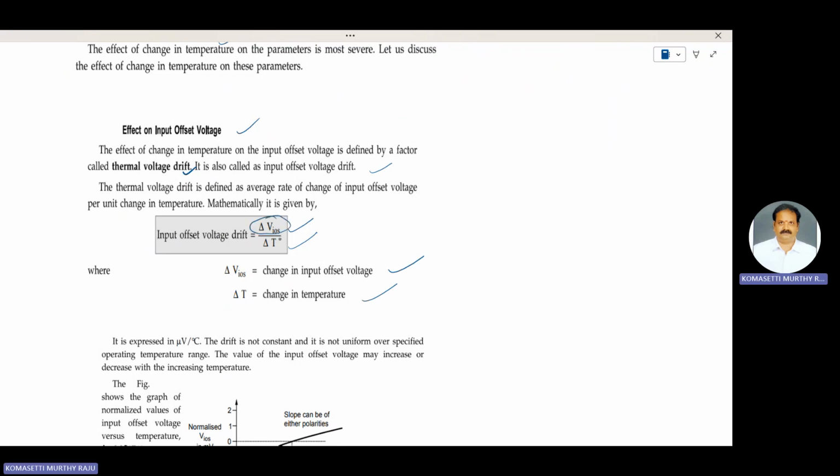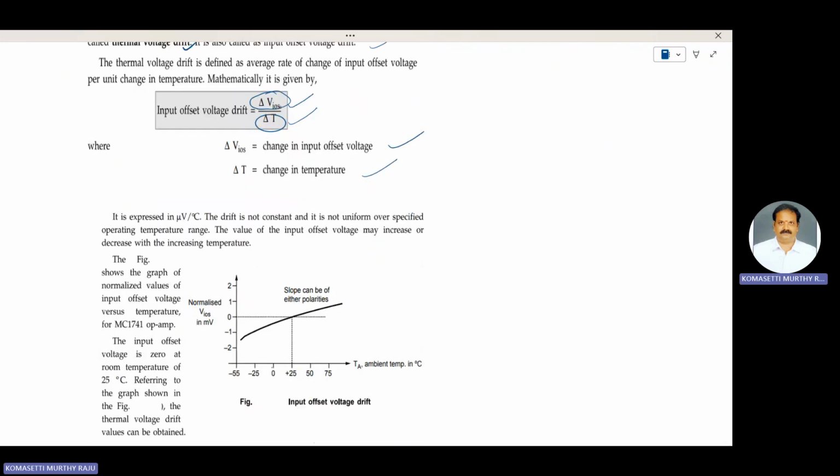This parameter, the change of input offset voltage with respect to temperature, is called input offset voltage drift, also called thermal voltage drift. It is expressed in microvolts per degree centigrade. VIOS is in terms of millivolts or microvolts, and delta T is in terms of degrees centigrade. The drift is not constant and it is not uniform over the specified operating temperature range. The value of the input offset voltage may increase or decrease with increasing temperature.